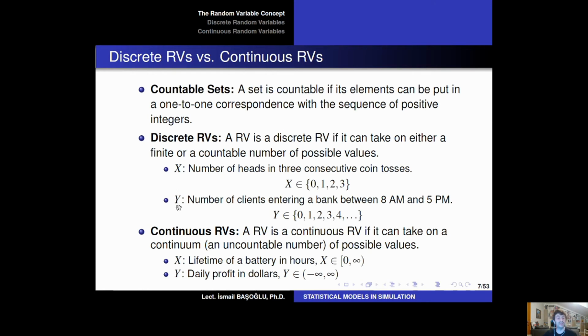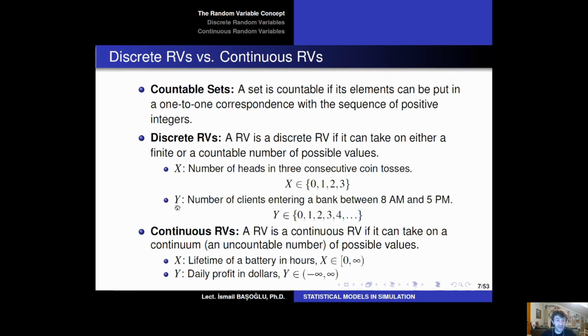Now, let's look at the second example. Why? The number of clients entering a bank between 8 a.m. and 5 p.m. So the time between 8 a.m. and 5 p.m. is basically the workday in that bank, the time that the bank is open to clients.